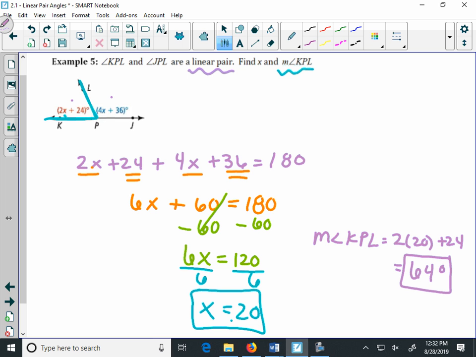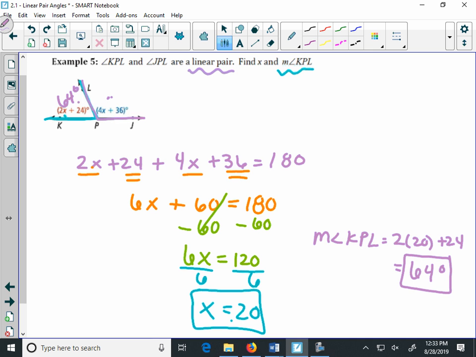So KPL is 64. Well, if we know KPL is 64, and we know these two angles add to 180 degrees, what can we do to find LPJ? Mark? Yeah, I like the second one. I like the 180 minus 64. Less work. I like to do less work.